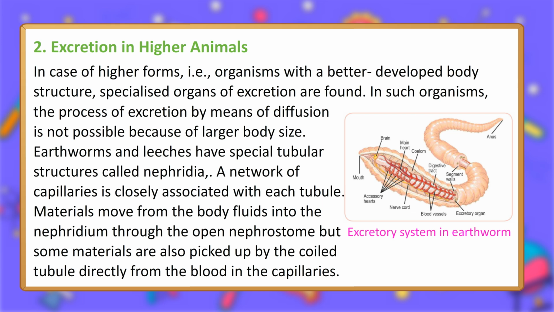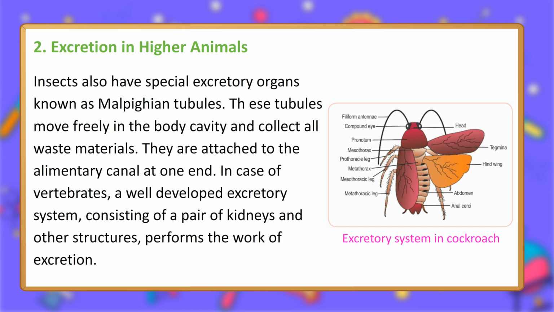A network of capillaries is closely associated with each tubule. Materials move from the body fluids into the nephridium through the open nephrostomy, but some materials are also picked up by the coiled tubule directly from the blood in the capillaries. Excretory system in earthworm.